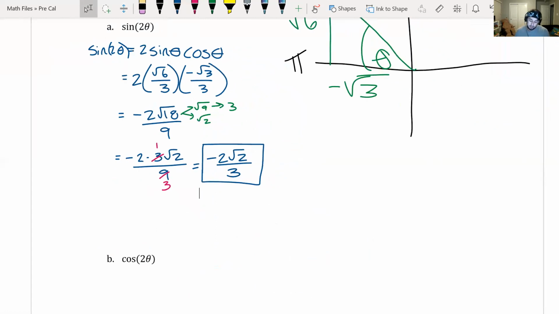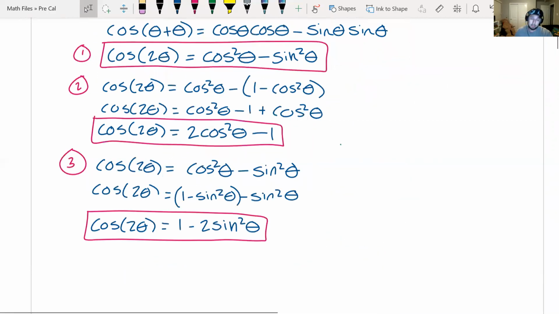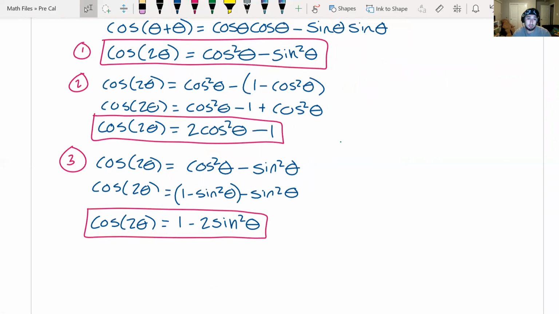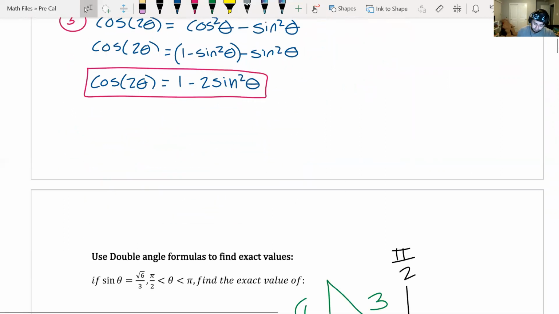All right, now let's do cosine 2 theta. For cosine 2 theta, we can choose from 3 different formulas, right? I can do cosine squared minus sine squared. I can do 2 cosine squared minus 1. I can do 1 minus 2 sine squared theta, and we will get the exact same answer no matter what formula you choose. So like I said, I'm going to go with formula 1 because that's the most popular. But I can also show how another formula works. So let's go with formula 1 first.